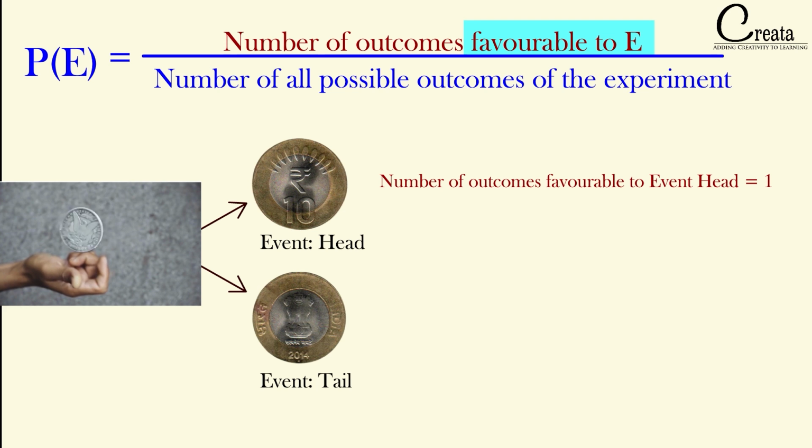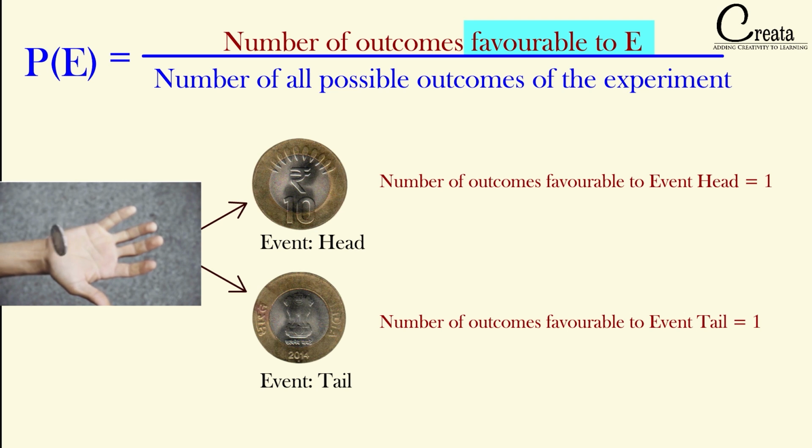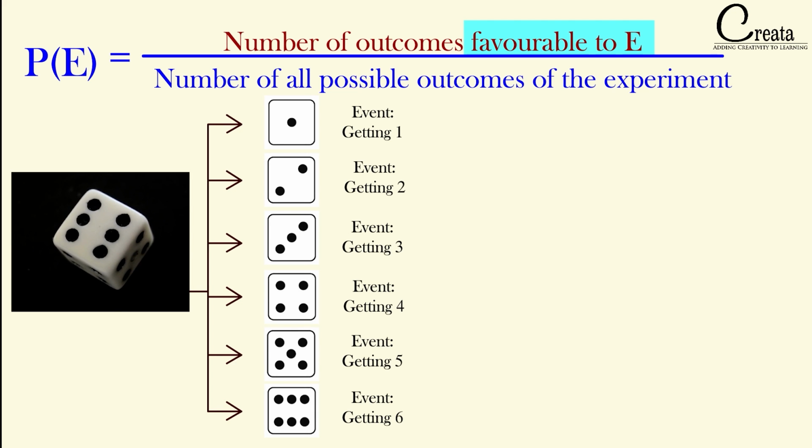Either we will get head or tail, and we are calculating the probability of getting the head. So we can get only one favorable outcome. Similarly for the tail too. Got it? Let's take the example of rolling the dice. Suppose we have to calculate the probability of getting the number 2.